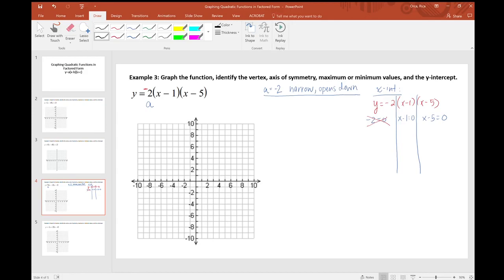In our second equation, we have x minus 1 equals 0. To solve for x, we're going to add 1 to both sides, and that's going to give us x equals 1. So our first x-intercept is at 1, 0. For our third equation, we have x minus 5 equals 0. I want to just add 5 to both sides. X equals 5. So our second x-intercept is at 5, 0.